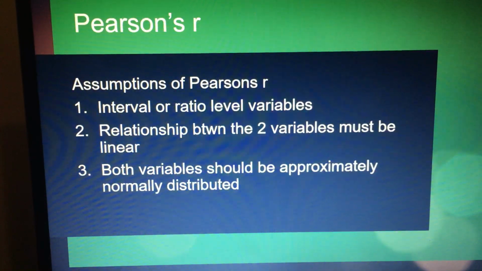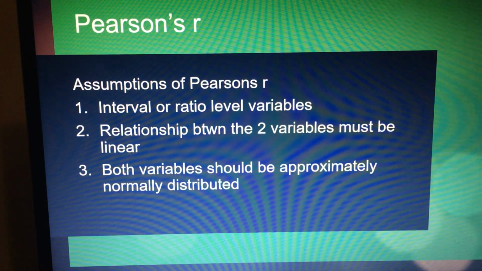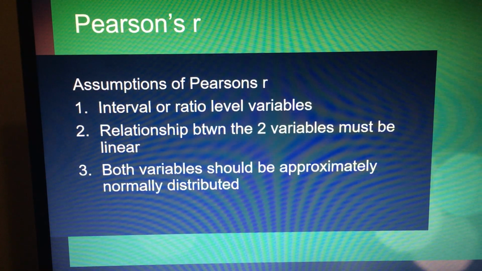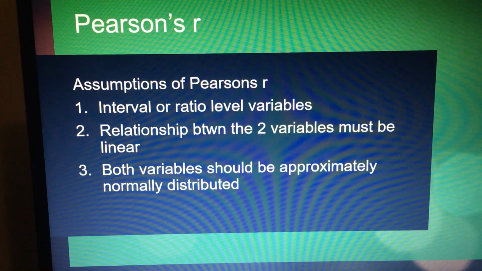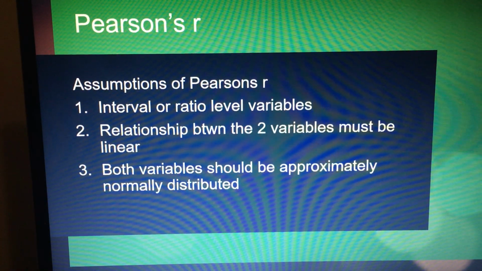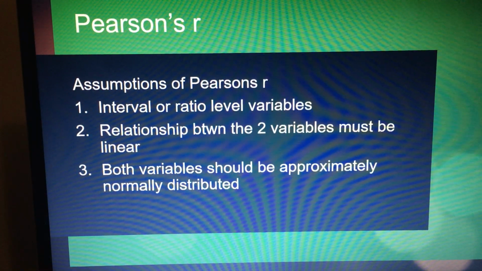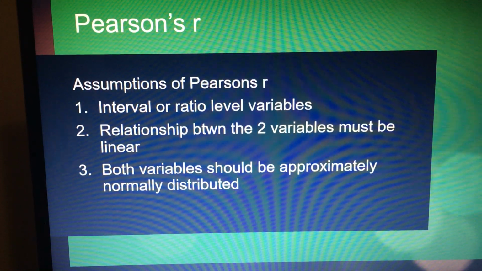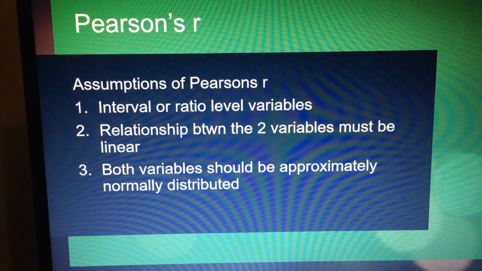And then later on in this chapter, we'll learn about the other correlation coefficients that can be used when these three assumptions of Pearson's are not met. Okay, so again, we have to have interval and ratio level variables. The relationship between the two variables has to be linear on the scatter plot. And the third assumption is that both variables should be approximately normally distributed when you look at the histogram.